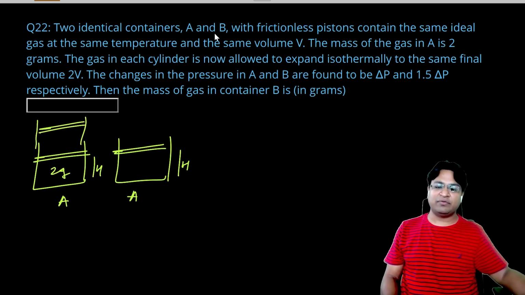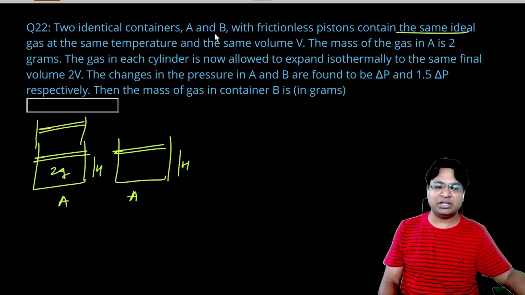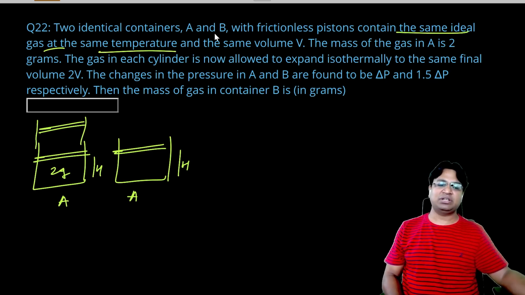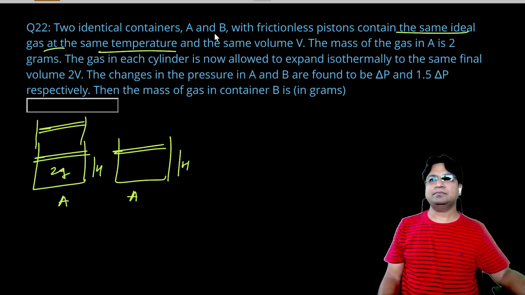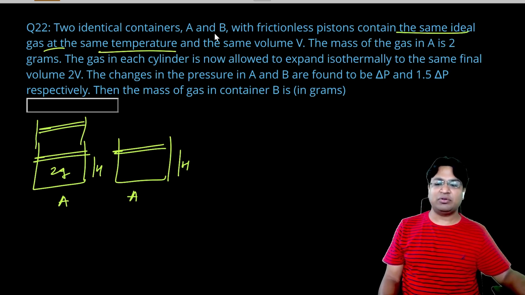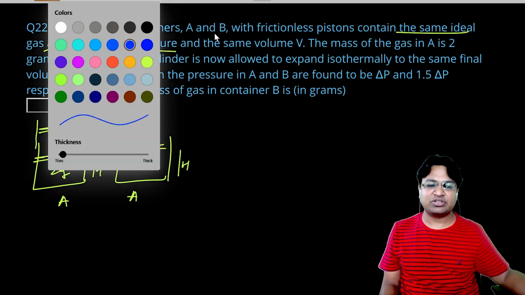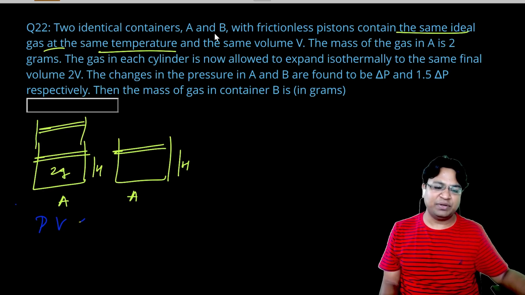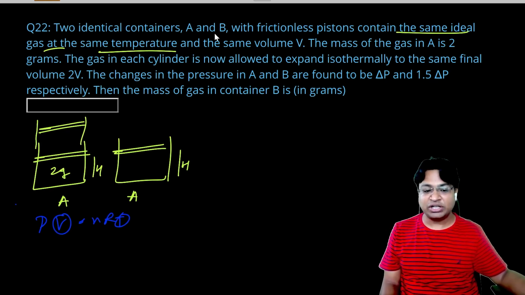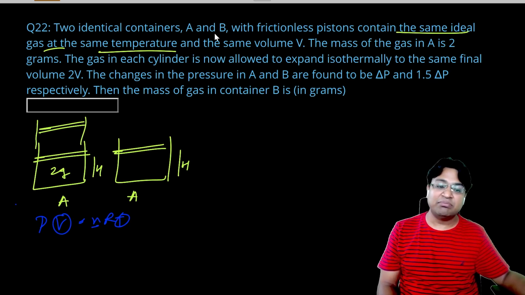So guys, let's try to understand. Same ideal gas, same temperature, same volume, everything is same. Now, the changes in the pressure are different. That means the initial pressure should be different. The quantity of the gas should be different. If I check PV equal to nRT, we are saying that V is the same, T is the same, and P is not the same. So n has to be different. In other words, mass needs to be different.